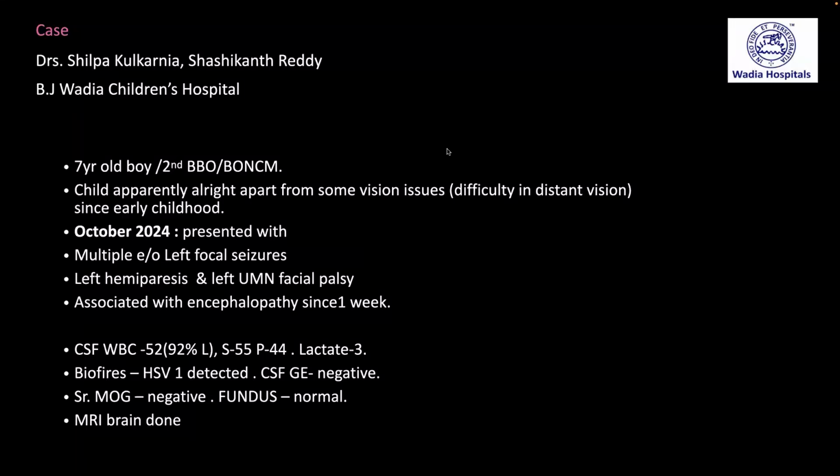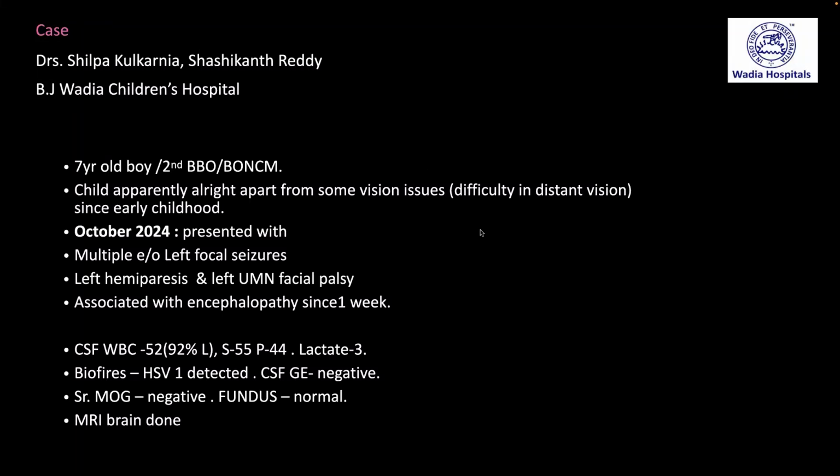So this is a 7-year-old boy who is otherwise a normal child, other than some vision issues since early childhood, but otherwise normal birth history. He only had issues in distant vision. Otherwise, he's able to see the blackboard and is able to read. Everything is fine and he is a developmentally normal child.